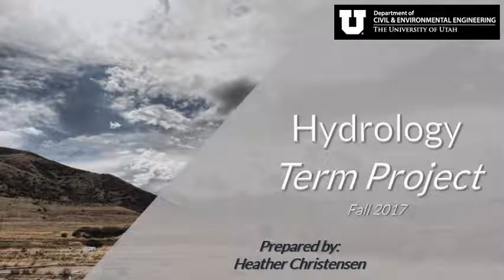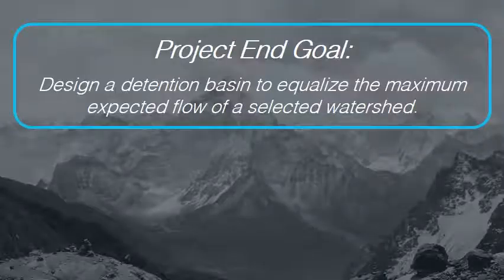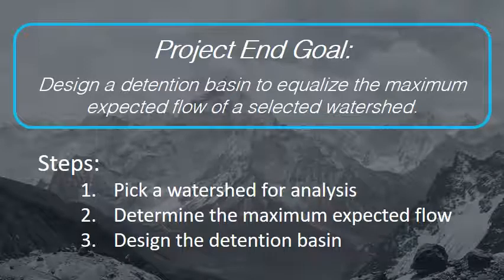I'm going to take a few minutes to talk about what I did for my final project in hydrology. Now I only have 5 minutes to explain something that took me many hours to complete, so just bear with me. So the end goal of this project was to design a detention basin to equalize the maximum expected flow for a selected watershed. To do this, I had to first pick a watershed to analyze, determine the maximum expected flow of the watershed, and then design a detention basin to control that flow.